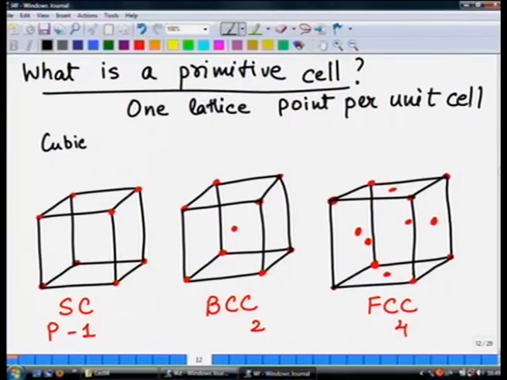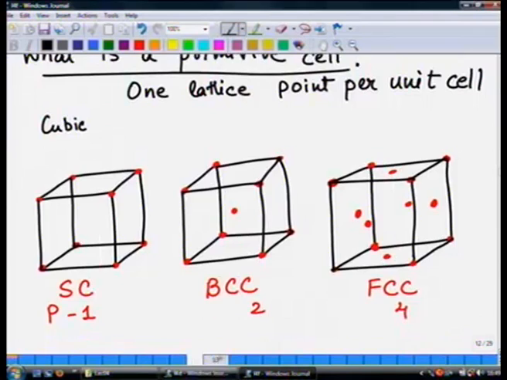If you have one lattice point per unit cell, then it is called a primitive lattice. Clearly, simple cubic is primitive, but the body centered cubic as shown is not a primitive unit cell. FCC as shown here is also not a primitive cell, but it is always possible to make a primitive cell out of any structure. Now, if I have a BCC or an FCC, I still need a primitive cell. It is always possible to do so, and I will show you by some example.